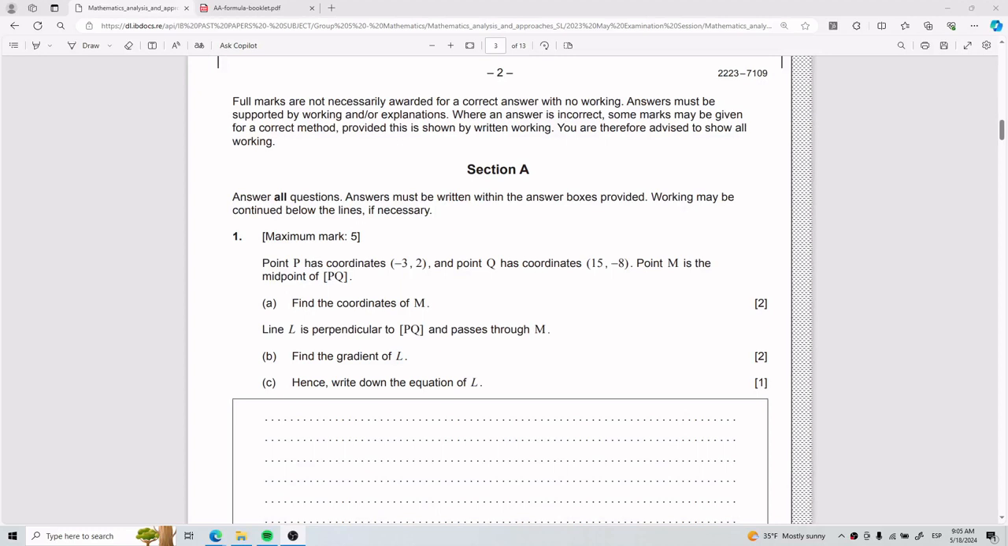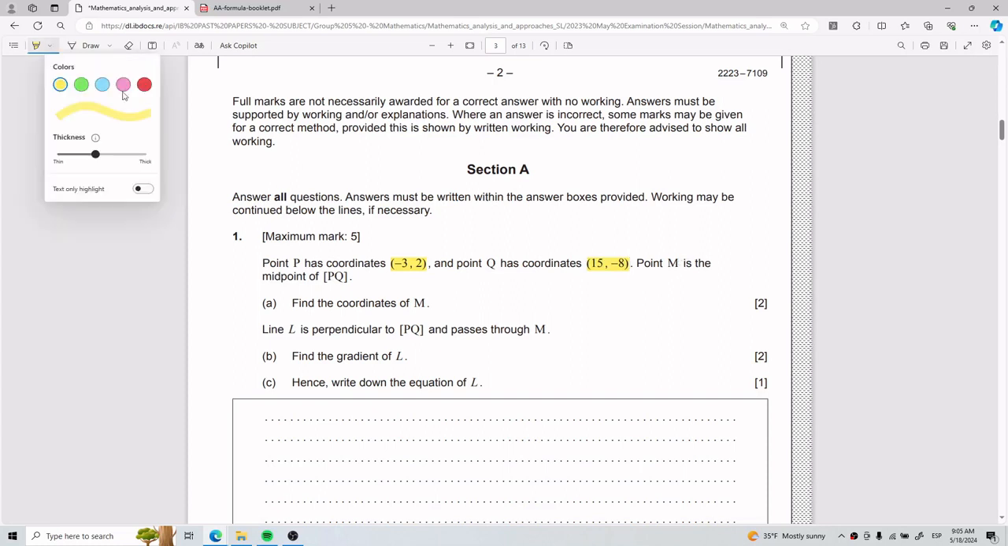All right, you guys. So right now for number one, we have that point P has coordinates -3, 2, and point Q has coordinates 15, -8. They tell us that point M is the important word, midpoint of PQ. And so for part A, we need to find the coordinates of M.